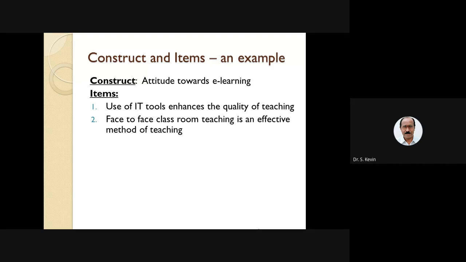So this is a very tricky way. Even the respondents will not know what we are doing. We are simply giving some statements. We are asking him whether he agrees or disagrees. So through that, we are indirectly finding out his attitude towards e-learning. So this is the indirect method of finding out data. This method is called construct and items. Okay.